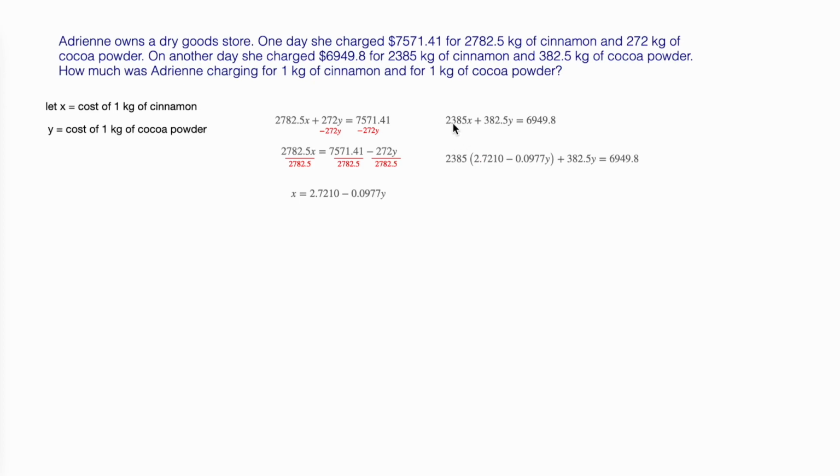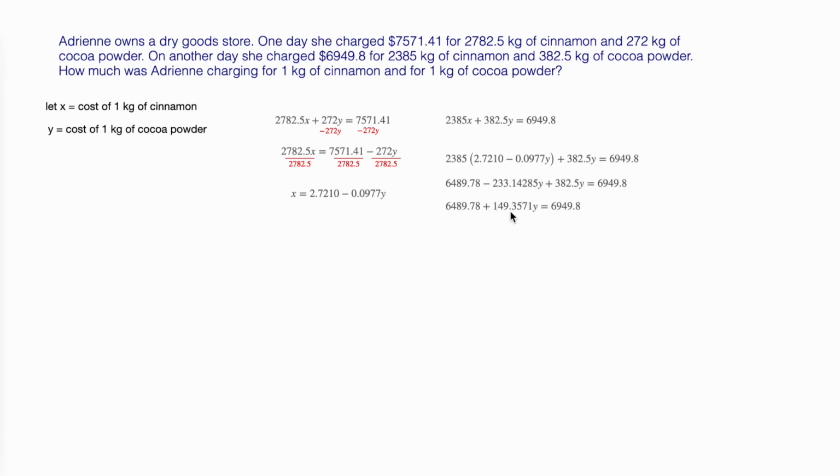We end up getting 2,385 times the X value, which is 2.7210, take away 0.0977Y. I'm going to distribute that. So the 2,385 is going to multiply the 2.7210, giving us 6,489.78, and then multiplying by 0.0977Y, we end up getting 233.14285, and it goes on for a while. We keep that number in our calculator, plus the 382.5Y. These are like terms. I can add them together.